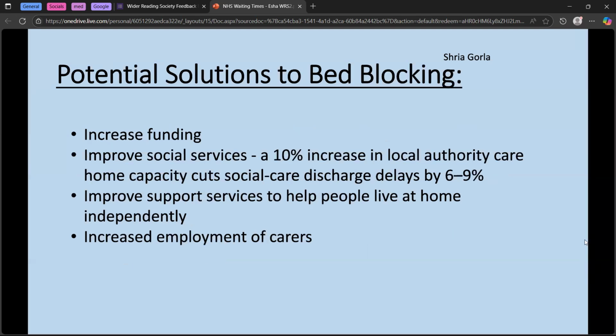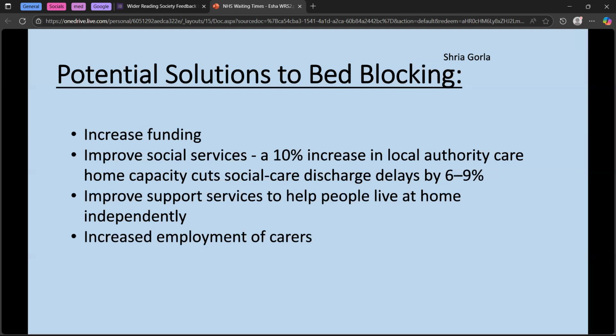The potential solutions that we're exploring is for the funding to be increased. So in terms of having more NHS beds available, but also more social service beds available so that people can be sent to where they need to go. Usually people aren't sent to where they have to go in terms of further care because there isn't enough to accommodate them. We could also improve social services.